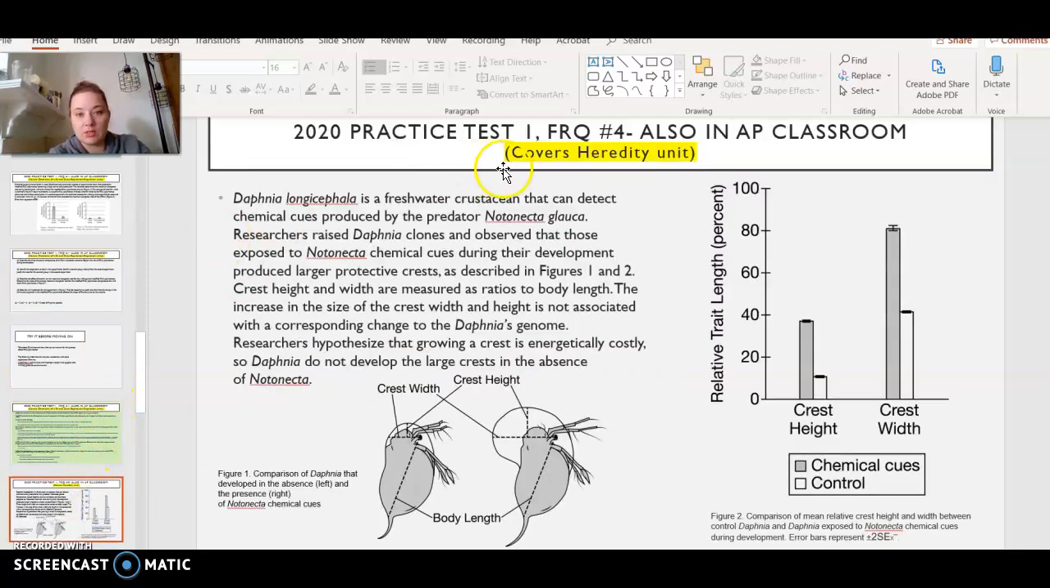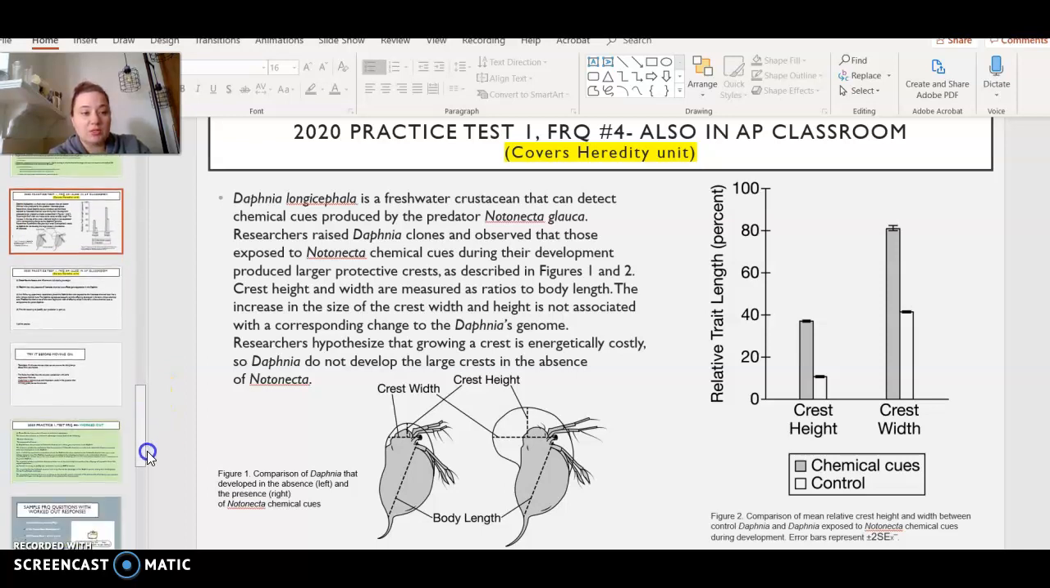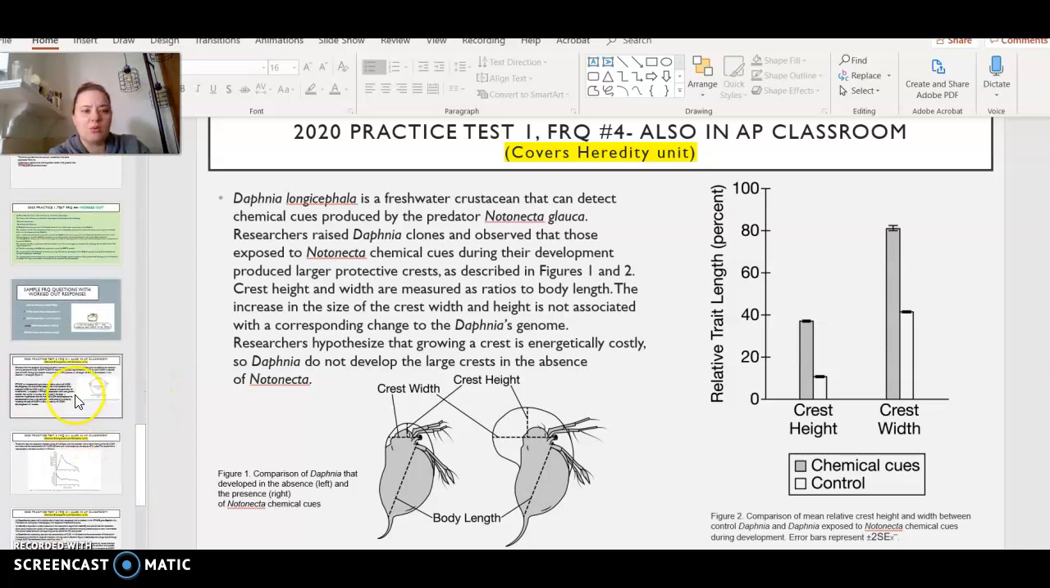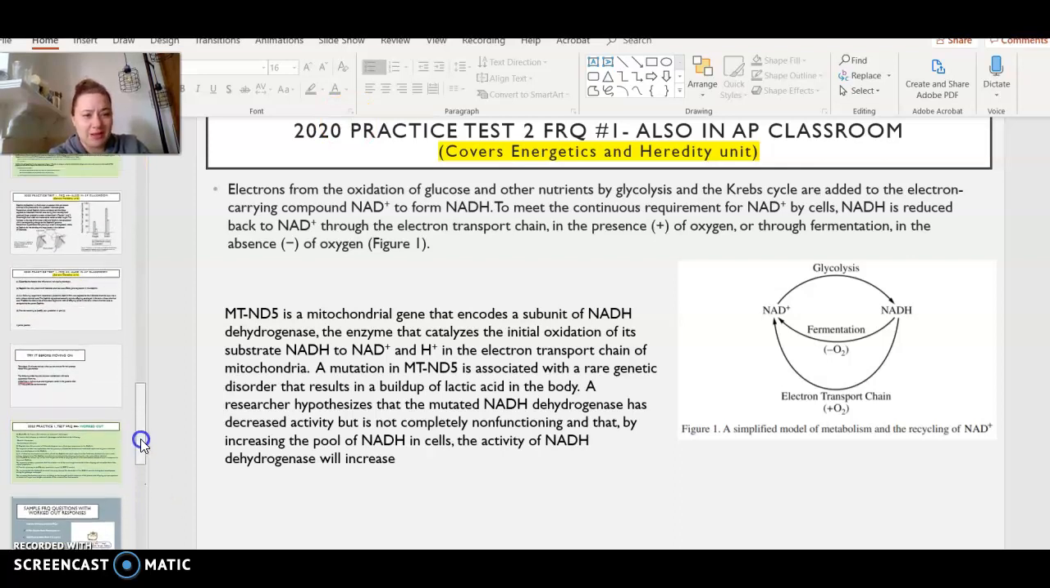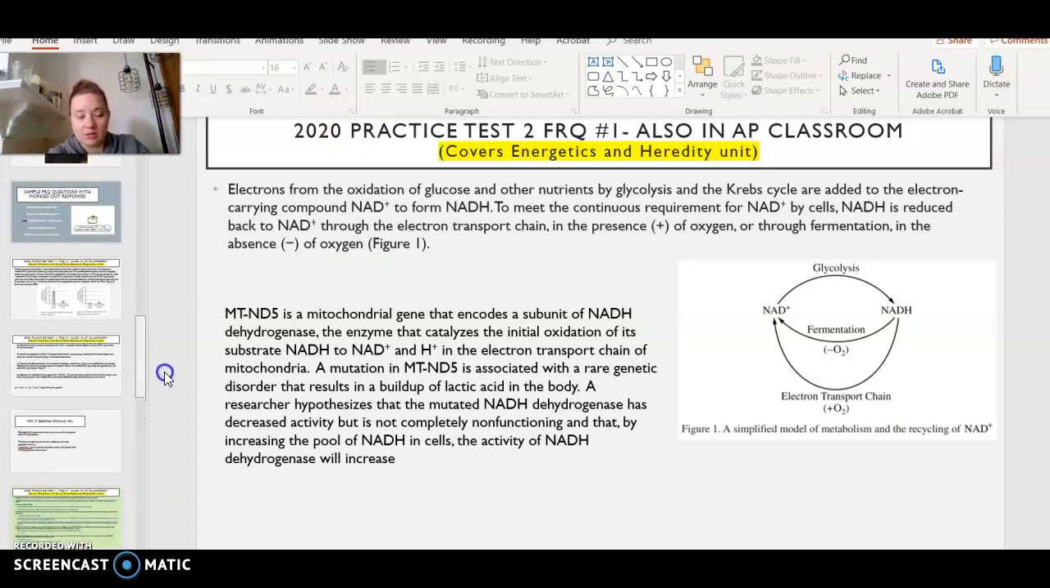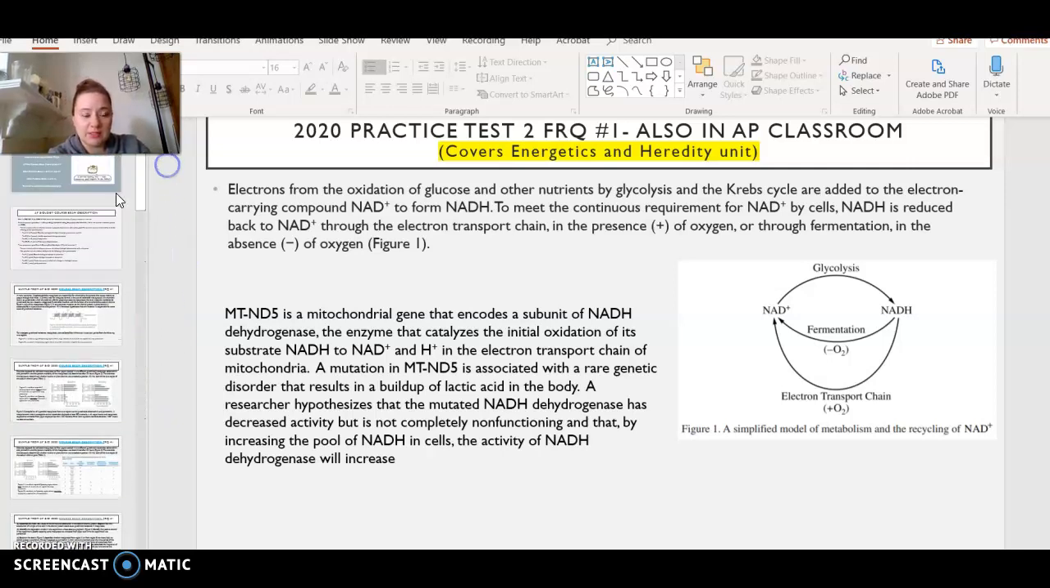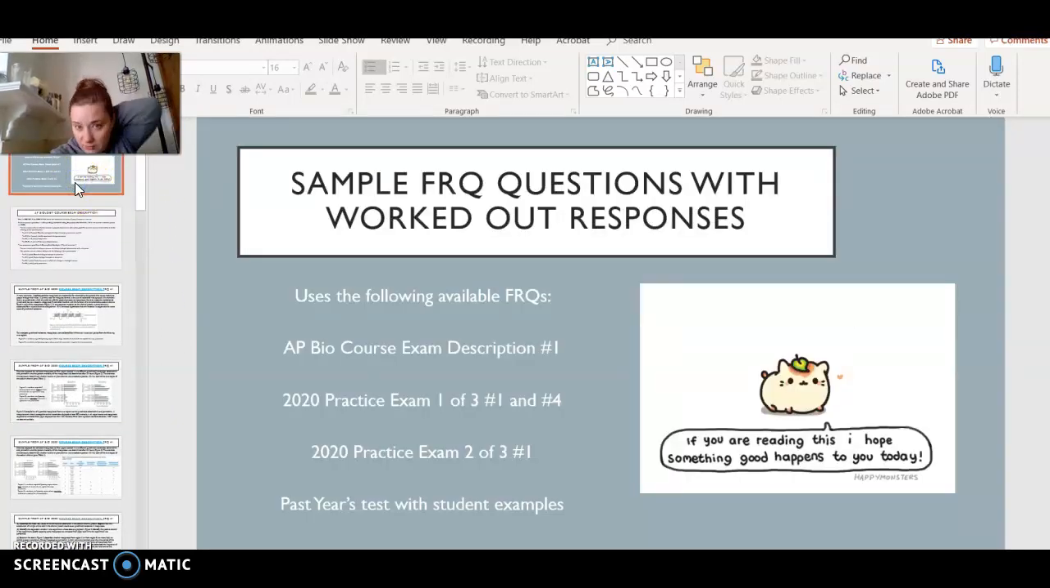Then the next one, the number 4, is covering content from the heredity unit. So look for those highlights that I have at the top, because those are ways that you can figure out what you want to focus on. Because there's one coming up here from practice test 2 about energetics, so cellular respiration and heredity. So these will be good review, and it takes a while to get them going, and it takes a while to record and upload.